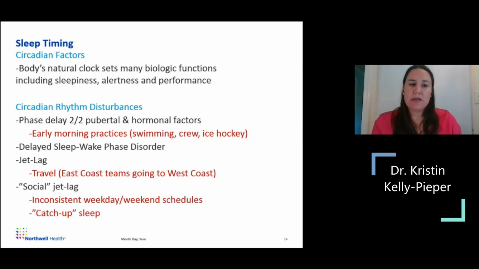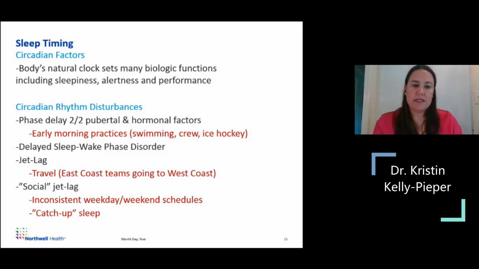So when we talk about sleep timing, we talk about our circadian rhythm. Circadian factors are biologic functions that are controlled by our body's natural clock, and some of these include sleepiness, alertness, and performance. So when you have disruptions to your circadian rhythm, you can have sleep problems resulting from that.